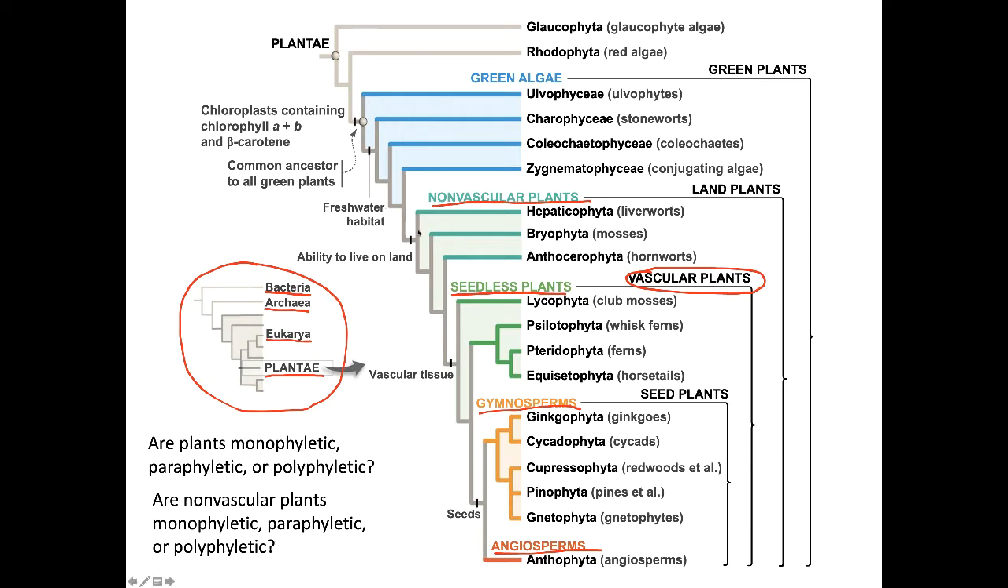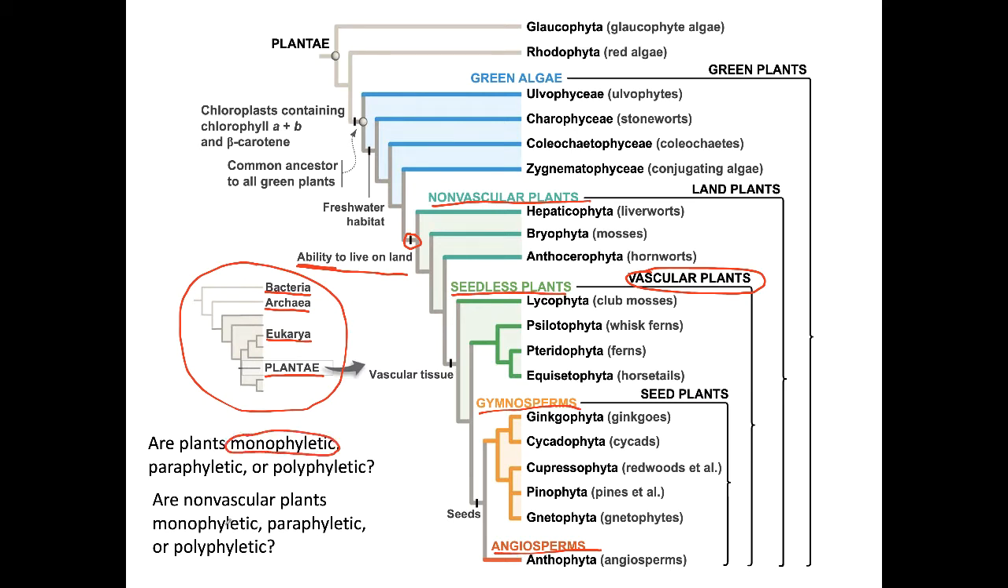Well, it's best to think about what is that common ancestor of plants. And we can see here we have that common ancestor that has that very critical synapomorphy of the ability to live on land. And you can see that when we talk about plants, they all come from this one common ancestor. And it includes all plants. It includes all land plants, as shown by the bracket here. But within that, it includes the vascular plants, seedless plants, gymnosperms, and angiosperms. So because of that, we would say that plants are monophyletic.